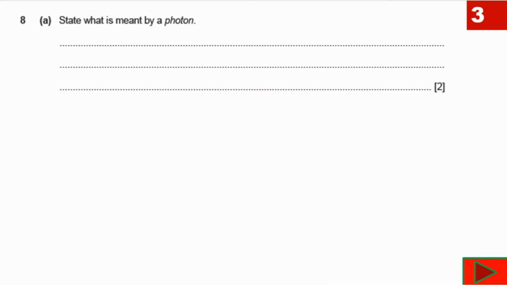Part A is simply asking us what is meant by a photon, and this is a very common question from quantum physics, or I can simply say it's a typical question from this topic. The total number of marks for this question is 2, and most of the time students will just get 1 mark because they don't understand how to define it or how to write a proper answer. Let me explain how you can write a proper answer to get 2 marks.